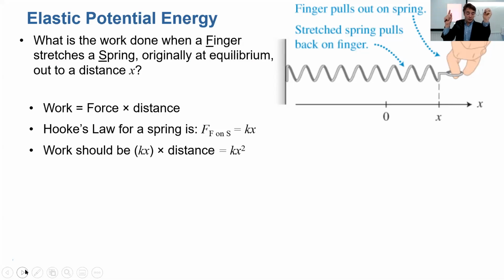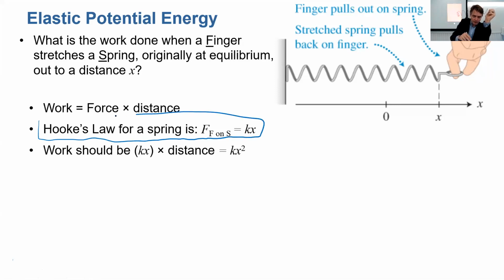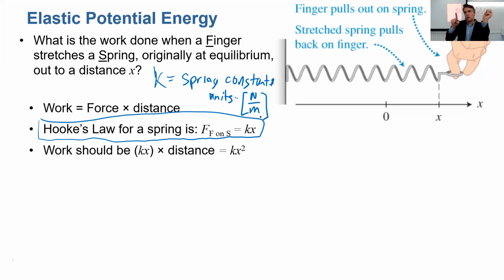We know that. But the new thing we didn't learn yet is that Hooke's law for a spring is that the force of the finger on the spring is equal to k times x, where k is the spring constant. So different springs have different spring constants. The units are newtons per meter. So a stiffer spring will have a higher value of k.